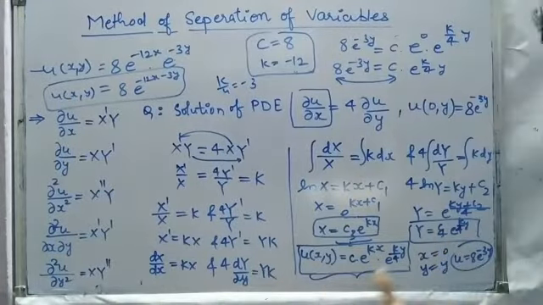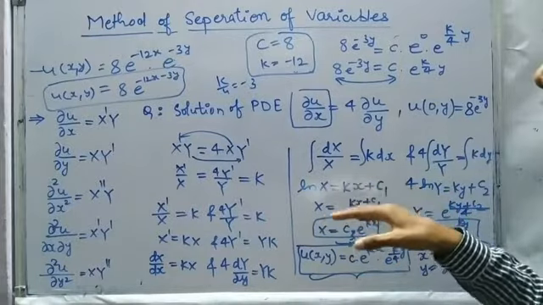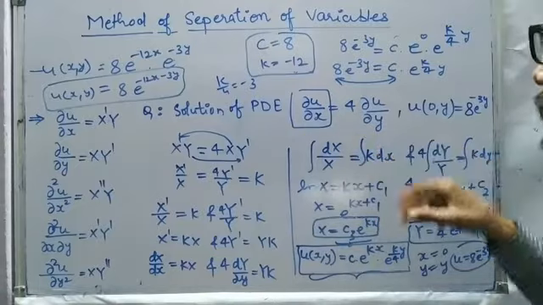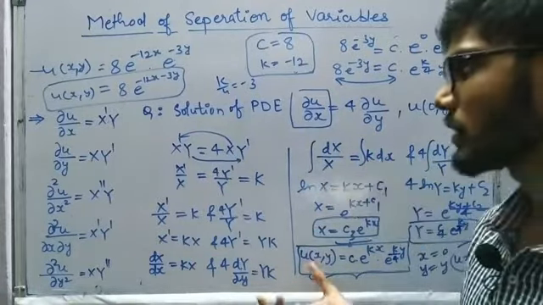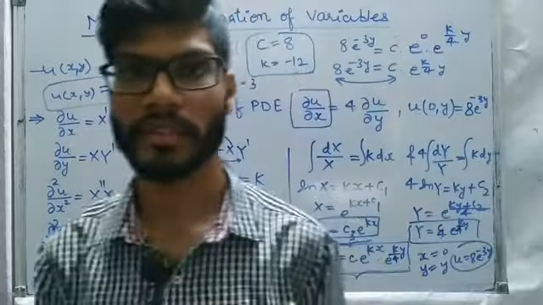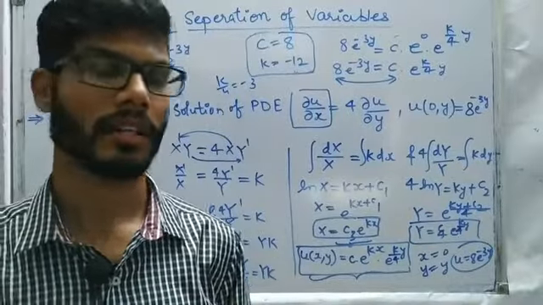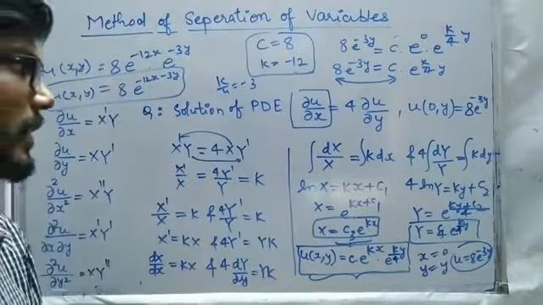So that's the main idea, and let me tell once again how we are going to approach this solution. We are given the partial differential equation dou u by dou x is equal to 4 dou u by dou y, and we have the initial condition as well. To solve this kind of problem, we have to assume in our mind that u of x comma y, if it is the solution of our partial differential equation, is nothing but capital X into capital Y, where capital X and capital Y are separate functions of x and y respectively.